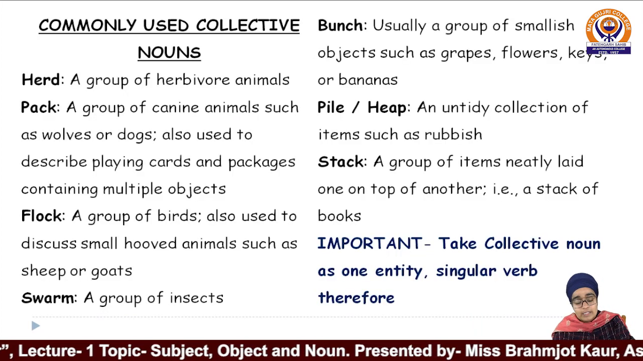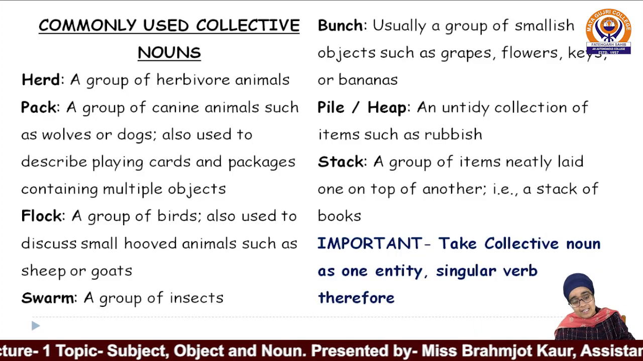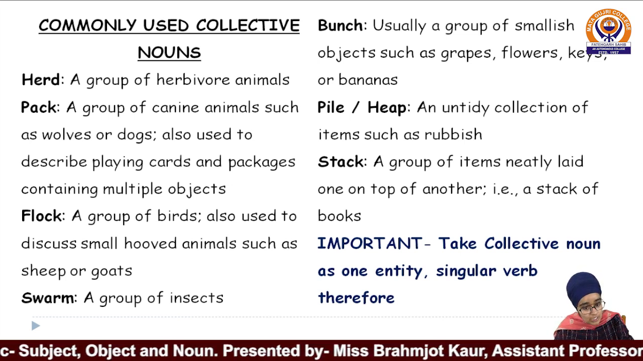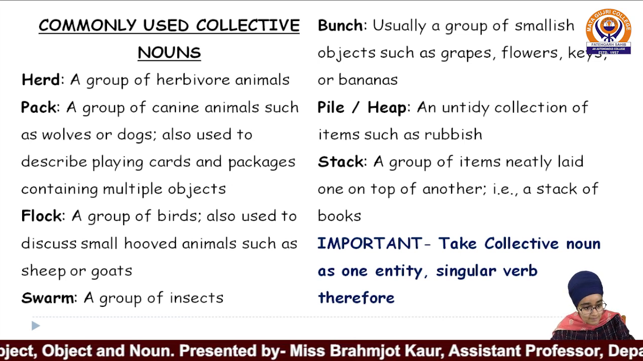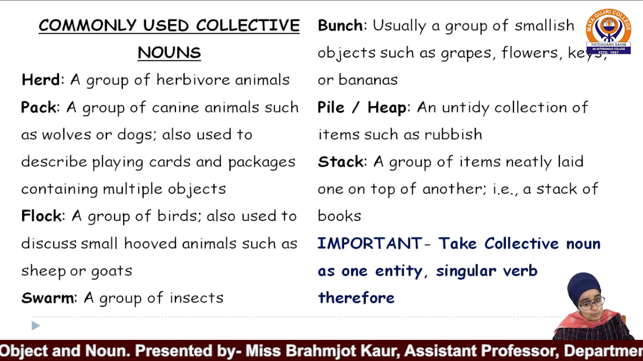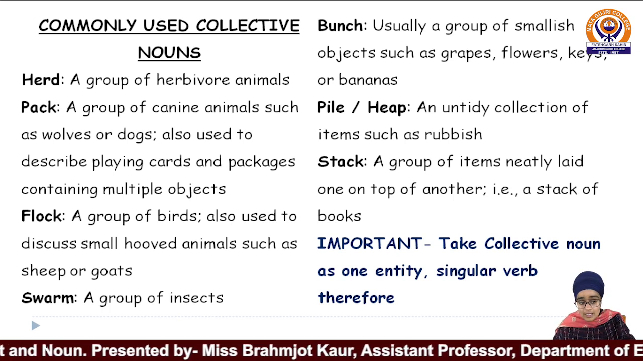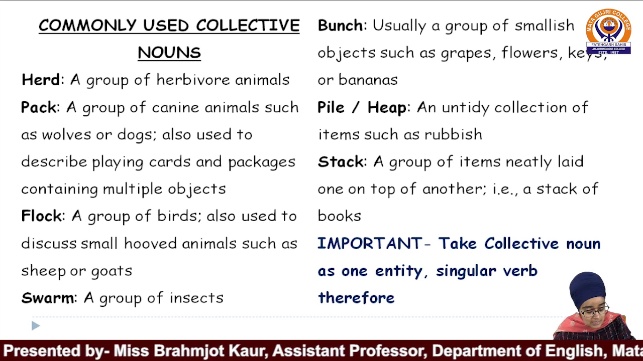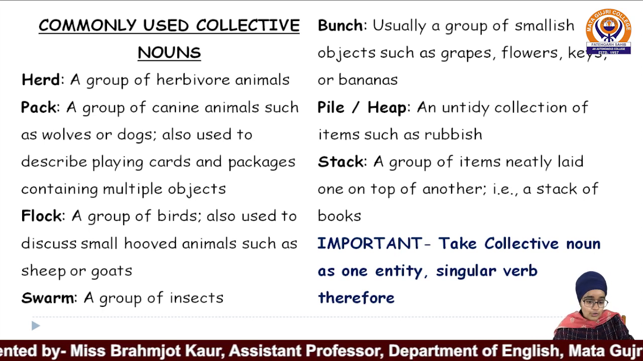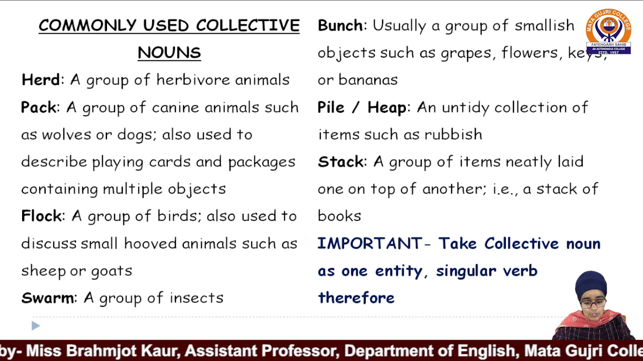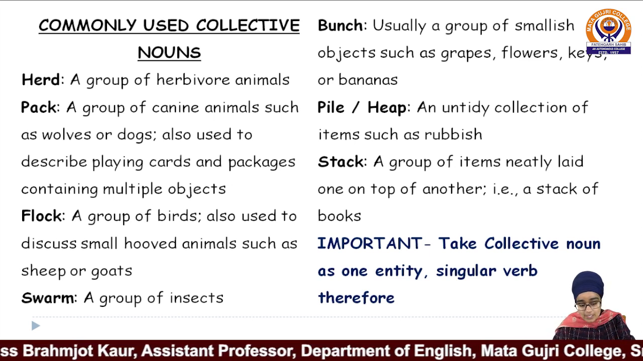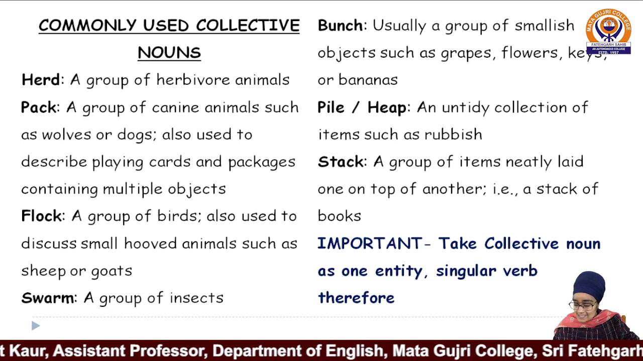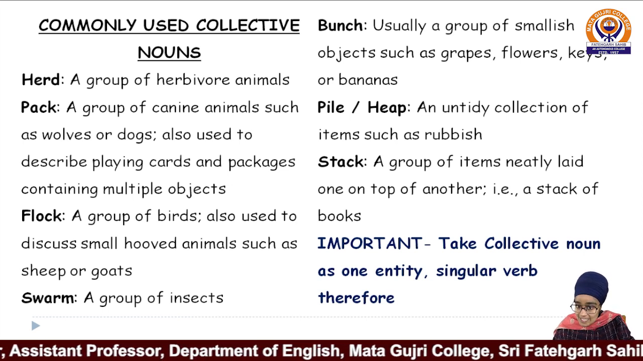Here I am going to point out some commonly used collective nouns like herd. It is used for a group of herbivore animals, like a herd of cattle. Pack is used for a group of carnivore animals, like a pack of wolves or a pack of dogs. It can also be used for a pack of cards. Flock is used for a group of birds. It is also used to describe hoofed animals like sheep or goats. Swarm is used for a group of insects, like a swarm of bees.